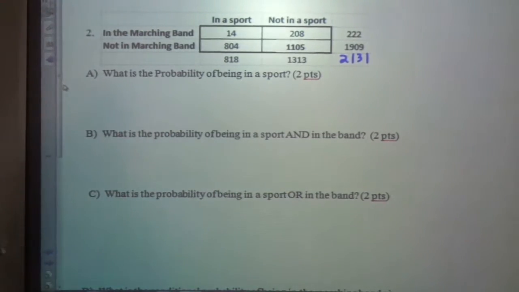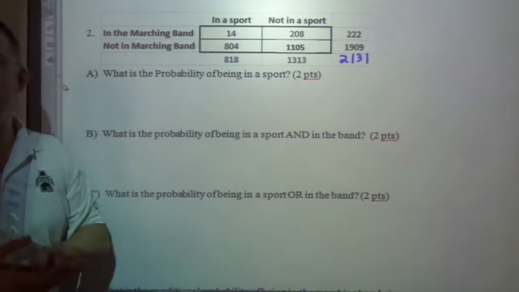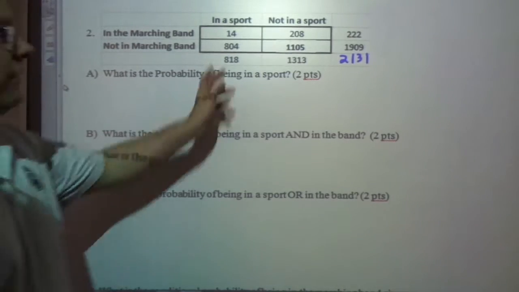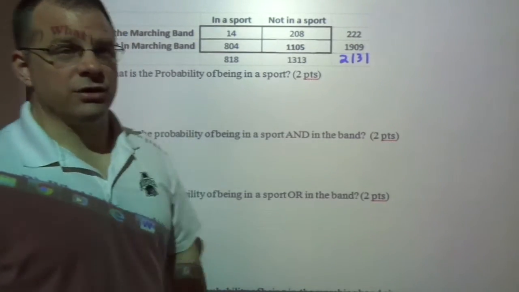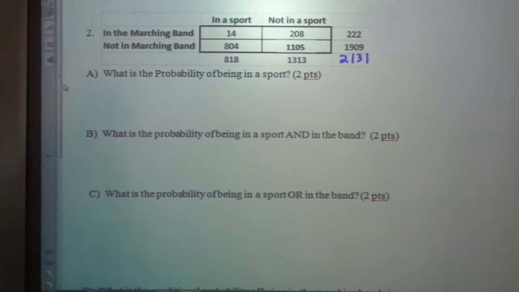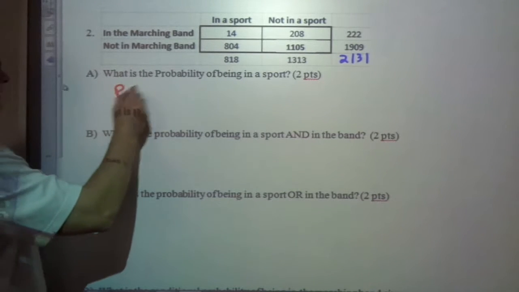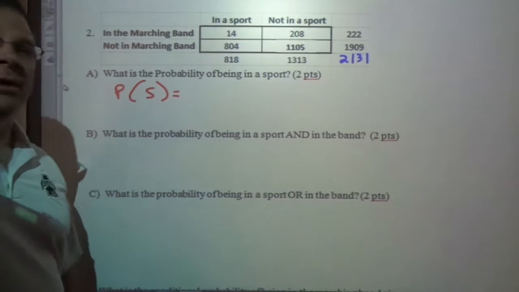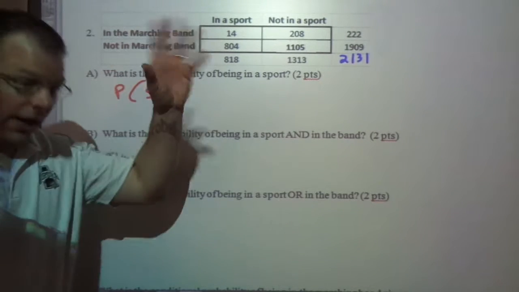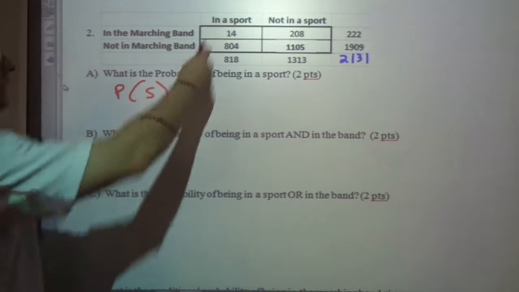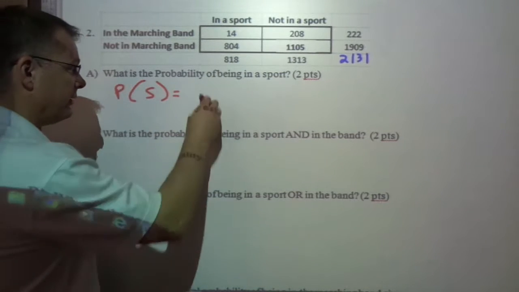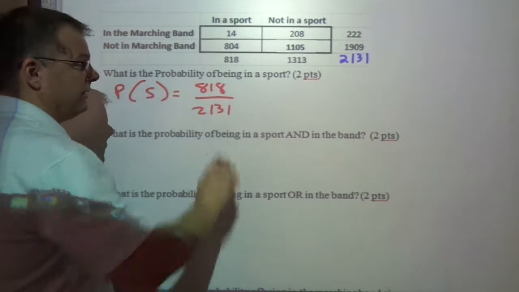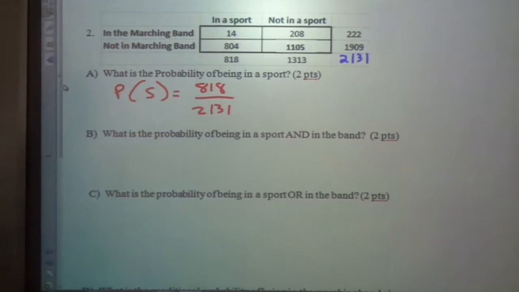So in this first one, it's saying, what's the probability of being in a sport? That's asking, out of the whole school, what's the probability that somebody's in a sport? The first thing I did is I totaled these up. So there's 2131 people in the school. And this is just asking probability of being in a sport. If you just asked anybody at random, what's the probability they would say, oh yeah, I'm in a sport? Well, there'd be 818 people that would raise their hand out of the whole school, out of everybody that you survey. So it's this. Okay?